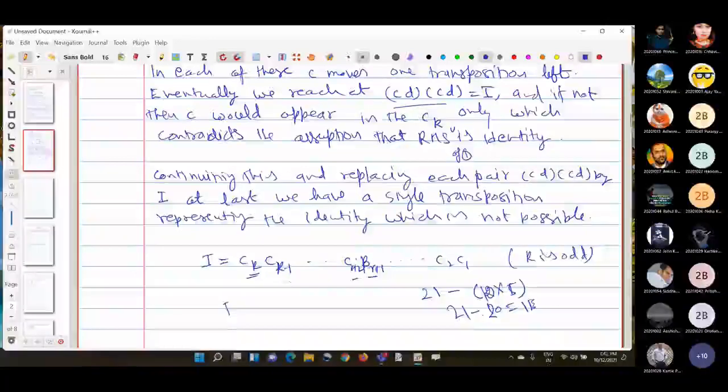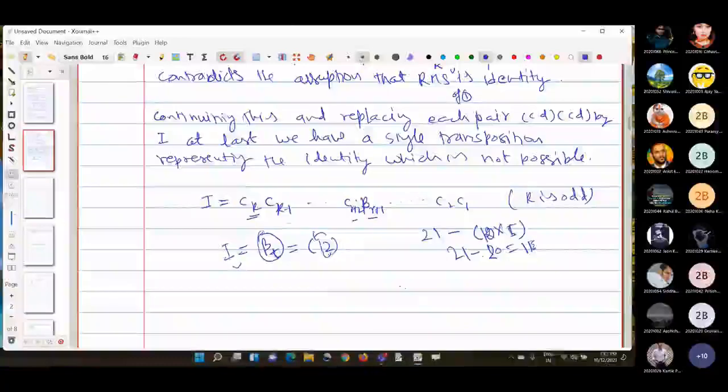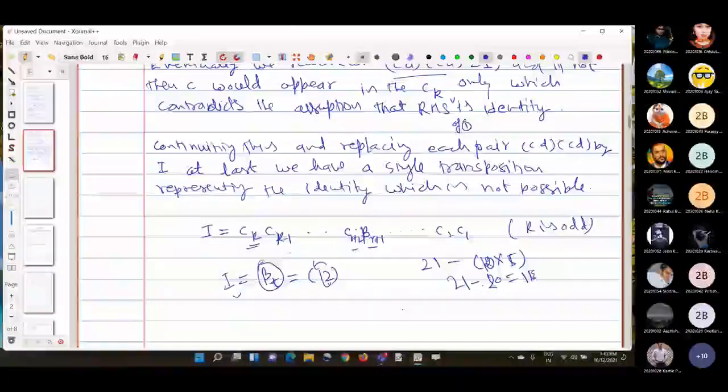So finally, you will be left with the C, this equals I equals some beta T, okay, some beta T in which C will be appearing. And this is a true cycle representing an identity. So is it possible? Is it not possible? Because suppose, for example, it is of the form 1, 2, then 1 is going to 2 and 2 is going to 1. But for identity, we need to have every element fixed. Okay, so in this way we got some contradiction.